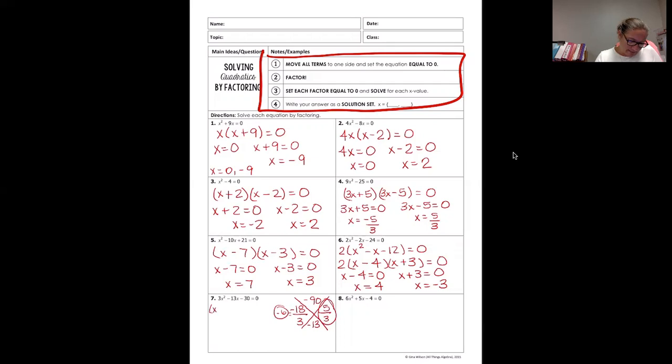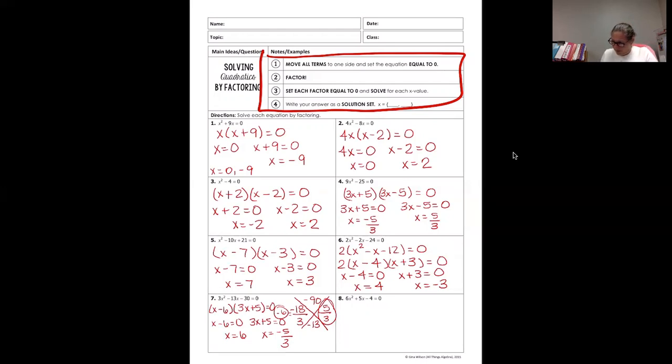So we have x minus 6, and 3x plus 5 is equal to 0. Setting each factor equal to 0 gives us x equals 6 and x equals negative 5/3. Don't forget, if you have questions, just create a questions box anywhere on your packet.